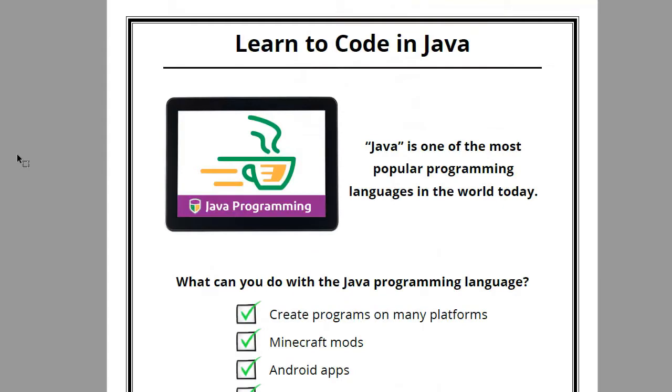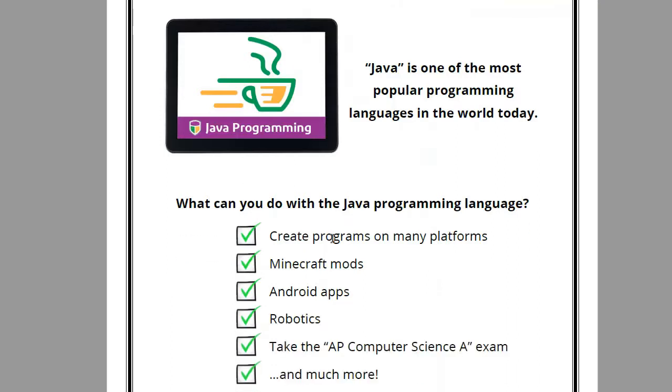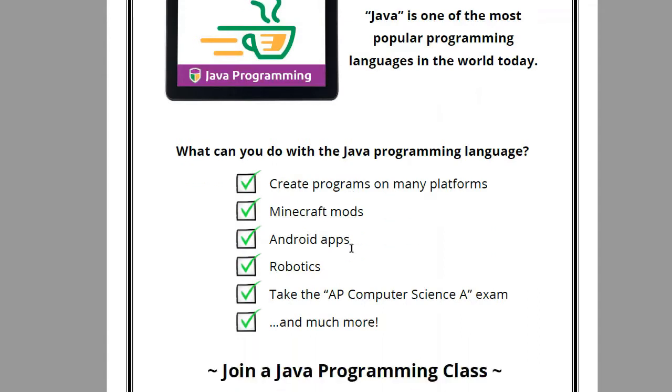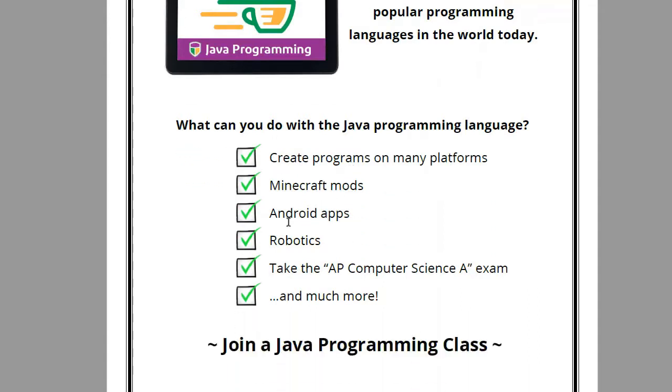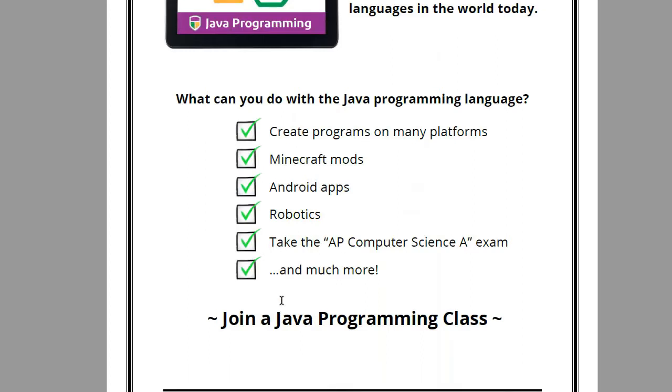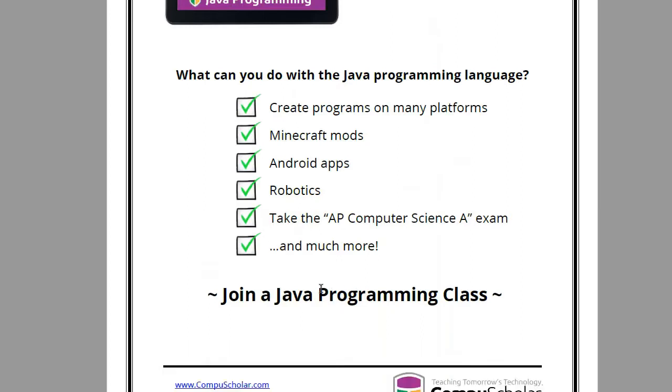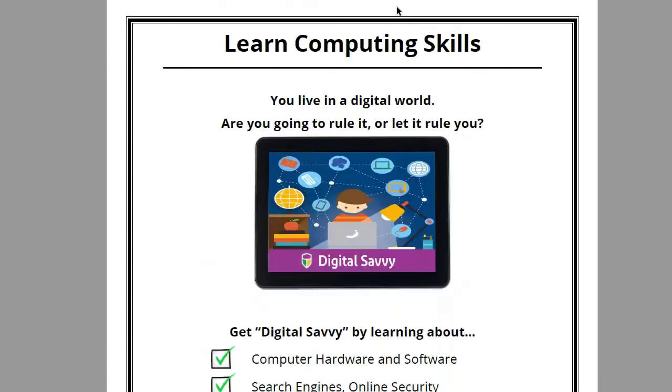And we have a few posters that are a little bit more language or course specific that advertise exactly what you would be doing in a course. So with our Java course, for example, it talks about the popularity of the language, lists a bunch of things that you can do with the language, such as Minecraft mods and Android apps and robotics, mention the AP Computer Science exam, with some encouragement to take that Java programming class.